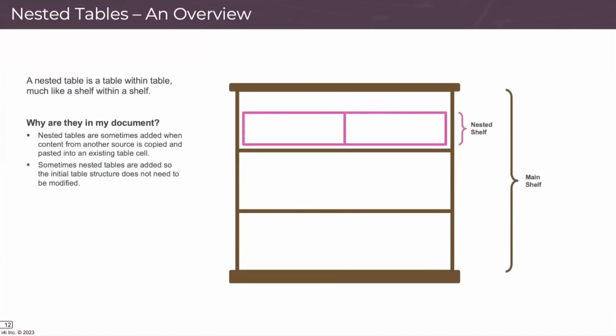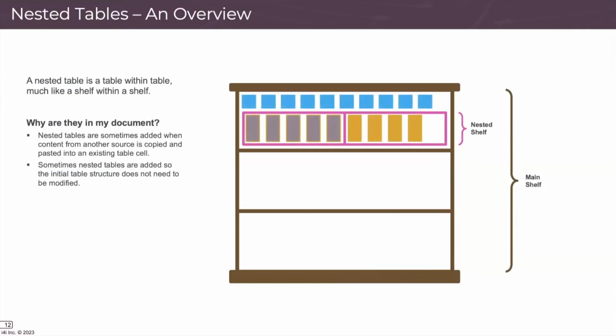Okay, so what is a nested table? Simply put, it is a table within a table. You could think of it as a smaller shelving unit or shelf divider placed within a larger shelving unit as demonstrated in this image. Here, the smaller pink shelving has been used to group something separately from others within a single shelf. Often, nested tables are used to format the content within a table to make it look a certain way.